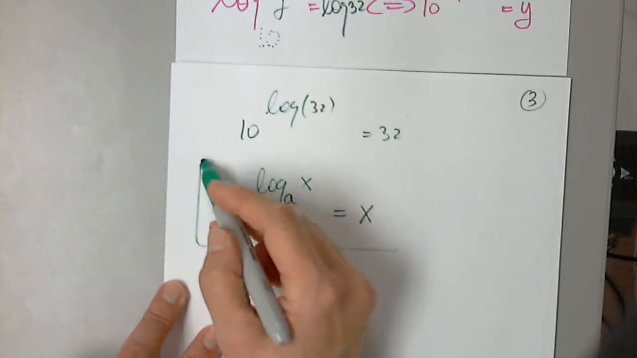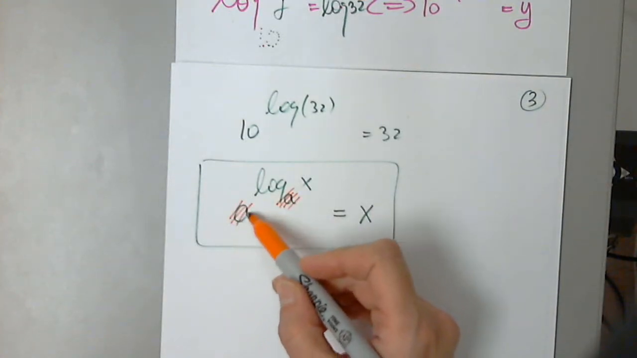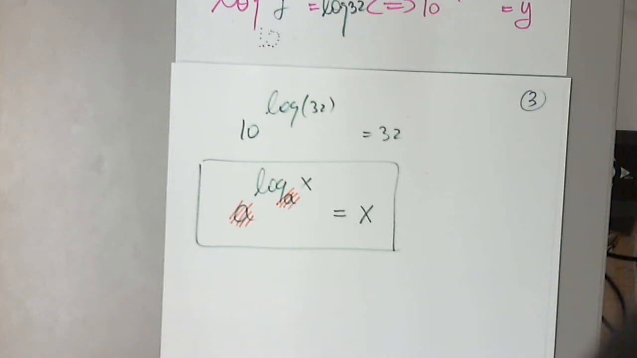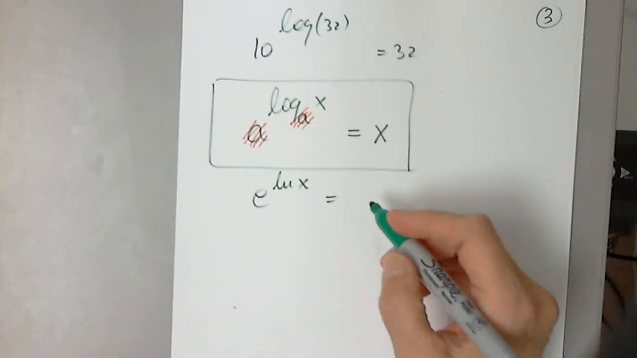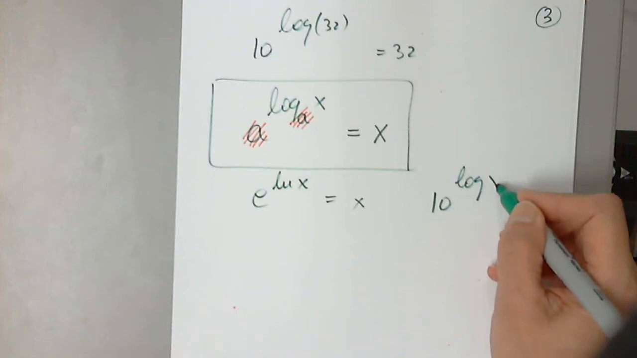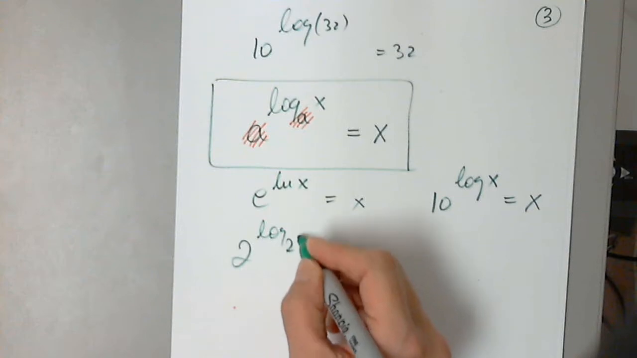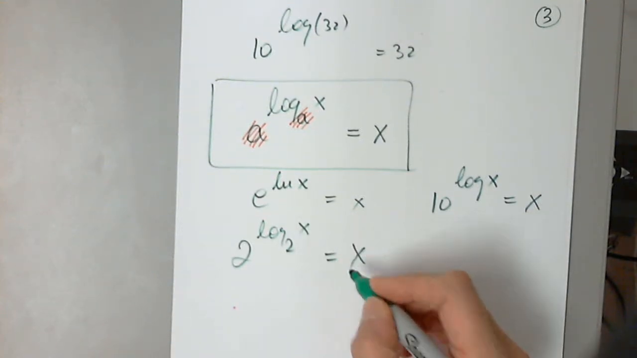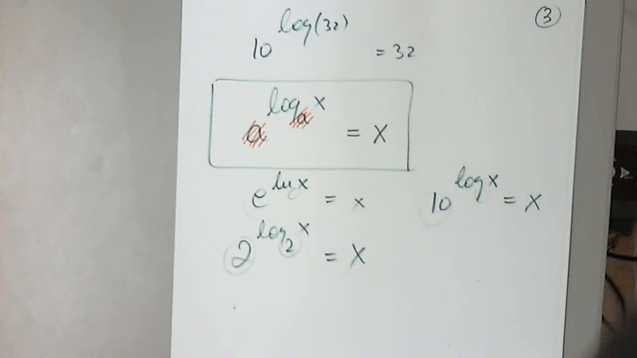x indeed, as long as, and this is extremely important, as long as these two are the same. If they are not the same, the answer is not x. Those two bases must be the same. So in other words, e raised to natural log x is x. 10 raised to log x is x. 2 raised to log base 2 of x is x. That's it. As long as these quantities are all the same, the two bases are the same.